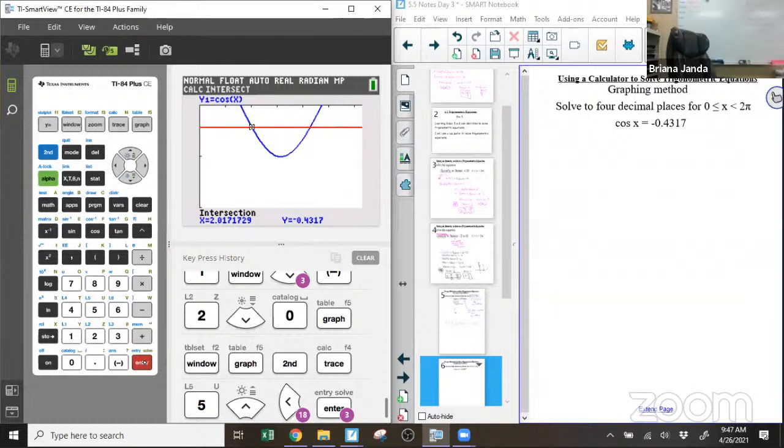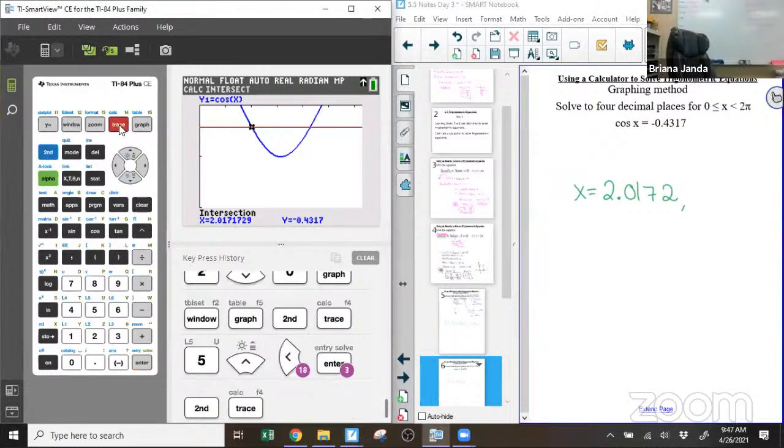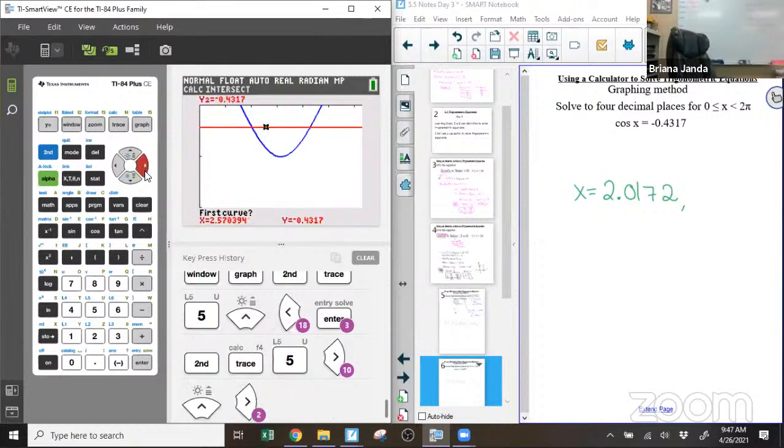And it tells me our first intersection is 2.0172. Okay, if you need to watch me hit those buttons again, I'm about to do it again. To find my other point of intersection, second calc, intersect. Again, if I move along this line right here, I can, that is fine, it just usually takes longer. So I could arrow up to the other one and move along my horizontal line.